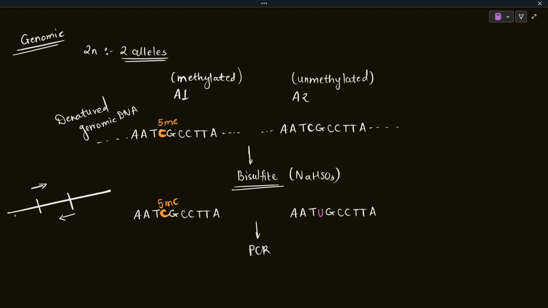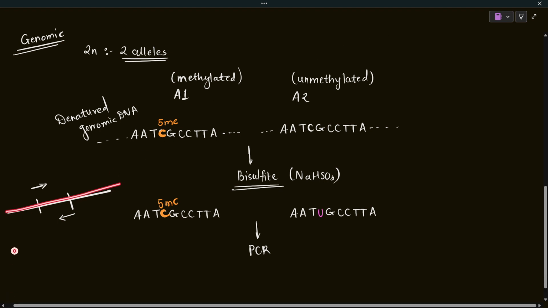Okay, and this is the whole sequence of DNA, and you want to amplify only this region. For amplification of this region, you will need primers, the forward primer and the reverse primer, right? Again, in those primer sequences there could be CG dinucleotides, right? And those CpG dinucleotides can be either methylated or not methylated. And that is why, while doing the PCR reaction, you will add different sets of primers.